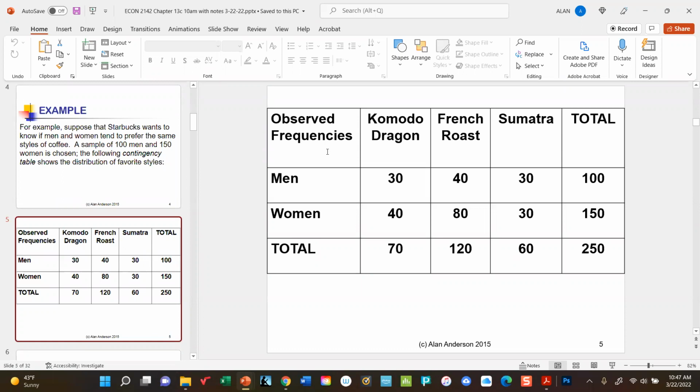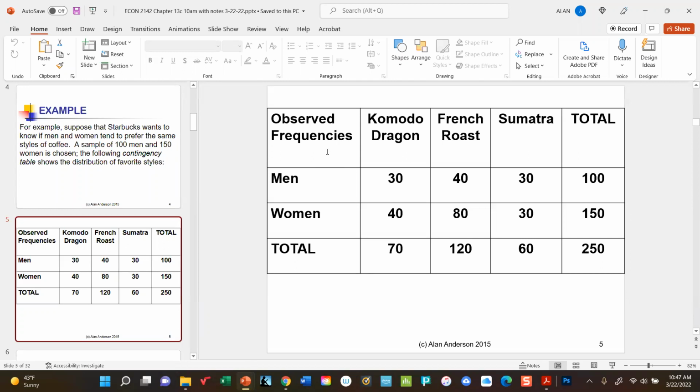So the question is, are the proportions equal to each other? In other words, is this proportion of men who like the Komodo dragon the best the same as the women? And the same thing for the French roast, same thing for the Sumatra. Well, it's hard to tell just by looking at these numbers. They're not obviously the same, but are they far enough apart to conclude that their preferences are different?